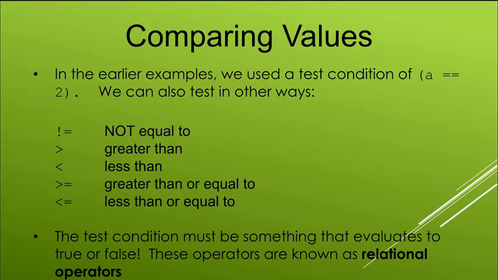In the earlier examples, we used a test condition of a equals 2, or a is equal to 2. We can also test in other ways: not equal to, greater than, less than, greater than or equal to, less than or equal to. The test condition must be something that evaluates to true or false. These operators are known as relational operators.